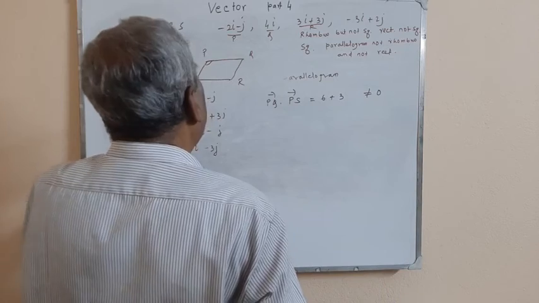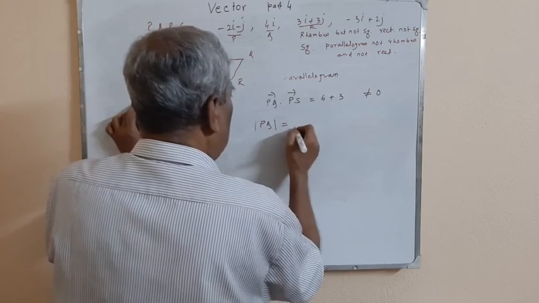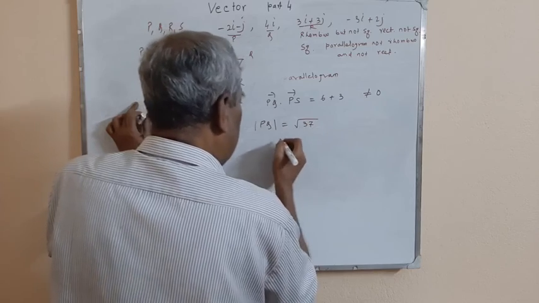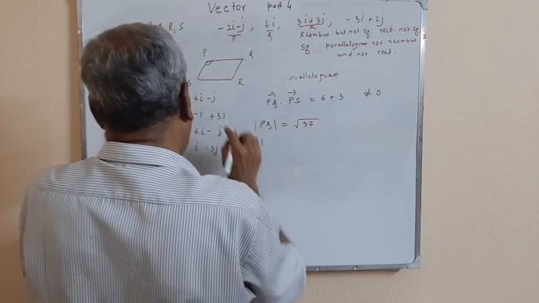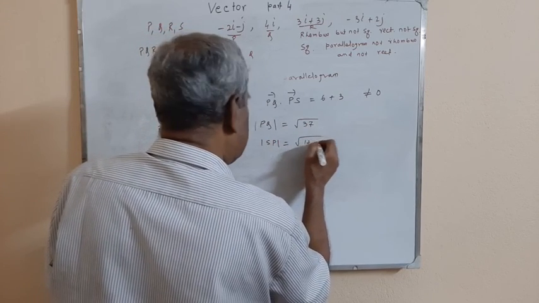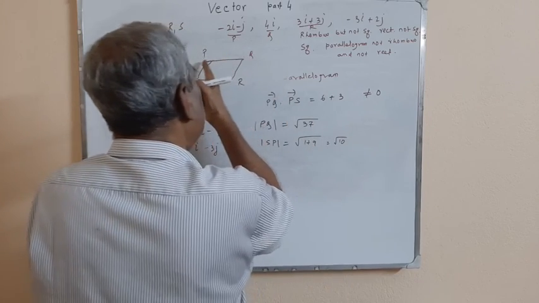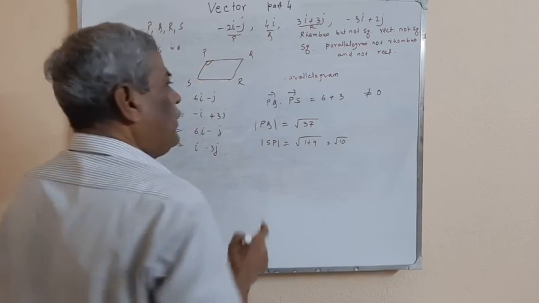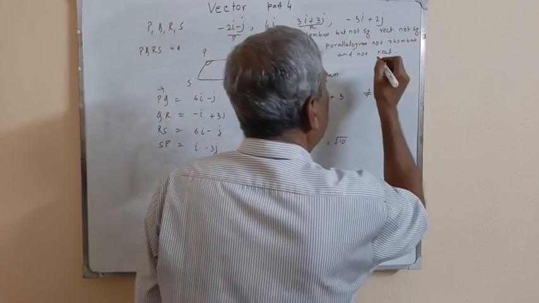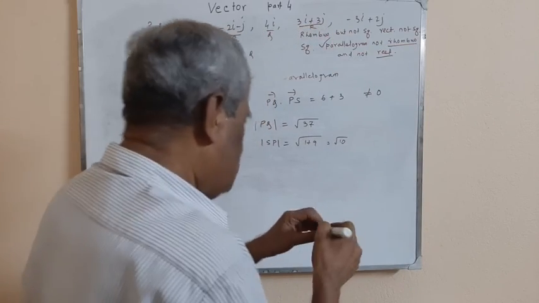The magnitude of PQ is equal to root over 36 plus 1, that is root 37. And the magnitude of PS or SP is root over 1 plus 9, that is root 10. The magnitude of this is not equal to that, so it is not a rhombus. So this is a parallelogram we have found. Then we proved that this is not a rectangle, this is not a rhombus. So this is the correct option.